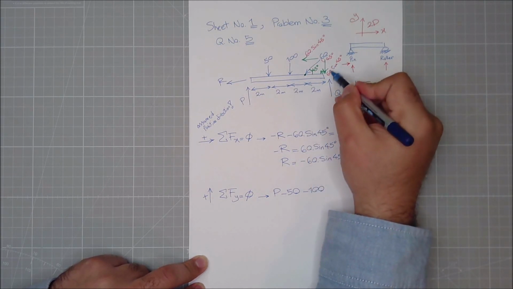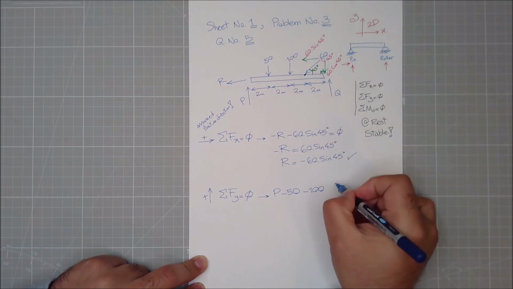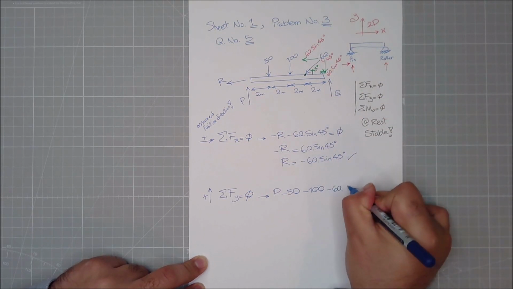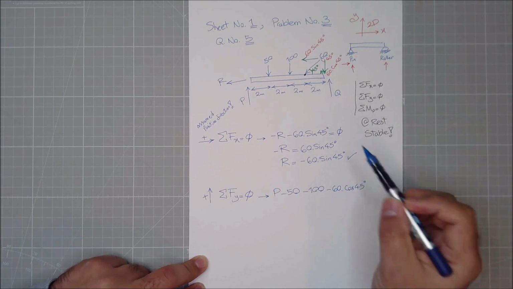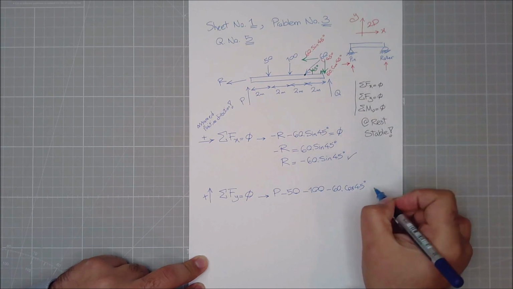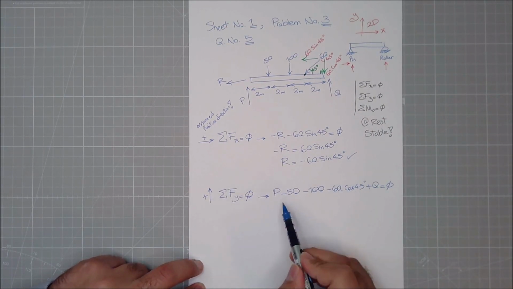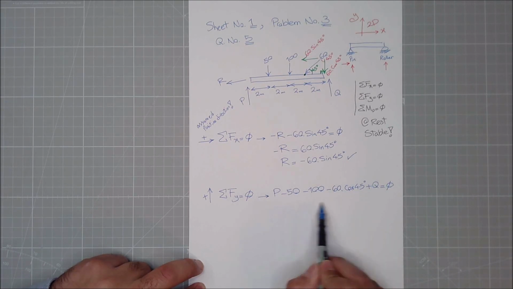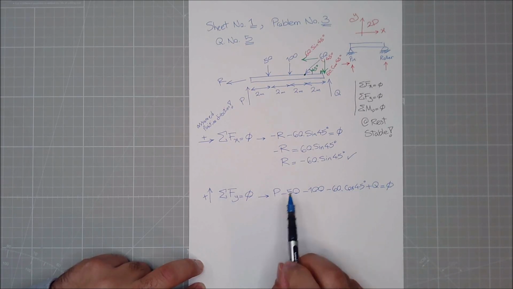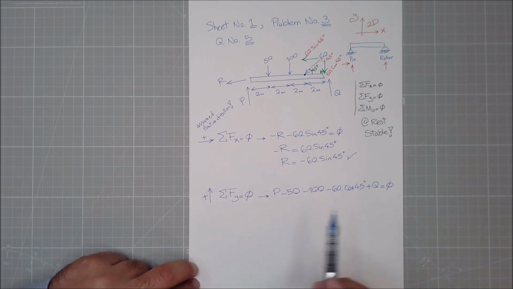Minus 100, and then there is this force as well, which is again going from top to bottom, so minus 60 times cosine of 45 degrees. And then we have Q, which is going from bottom to top, so plus Q equals 0. I can simplify this, and I can see that P and Q are unknown. But this is just one single equation, so I cannot solve it for P and Q like we did for R. So I'll continue.